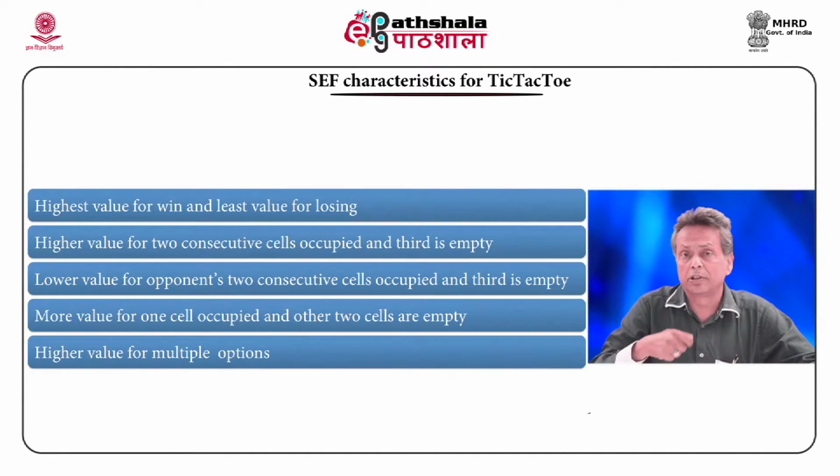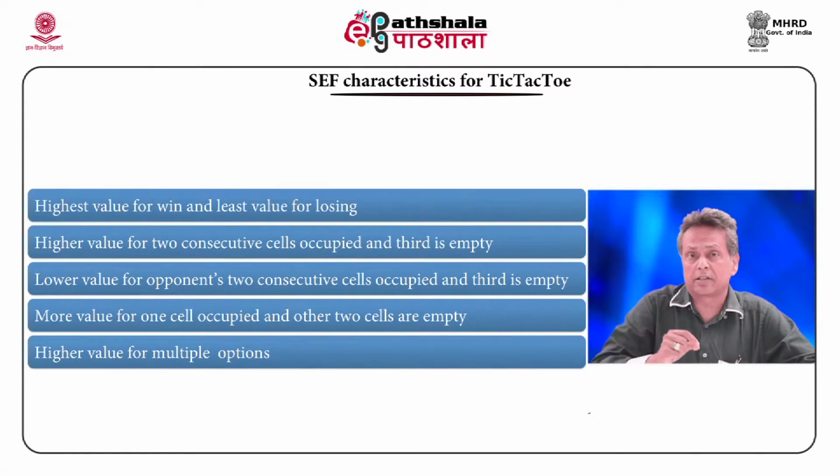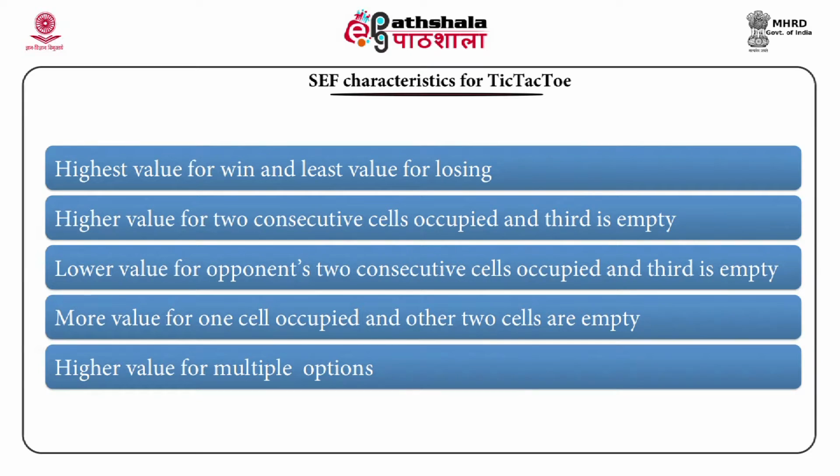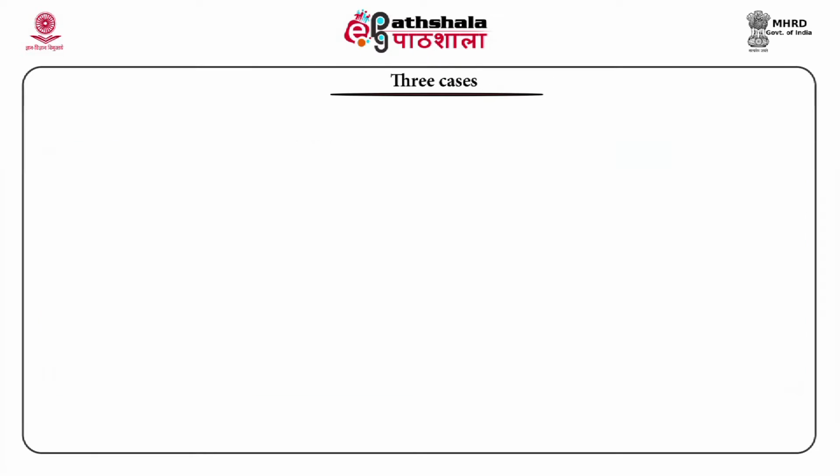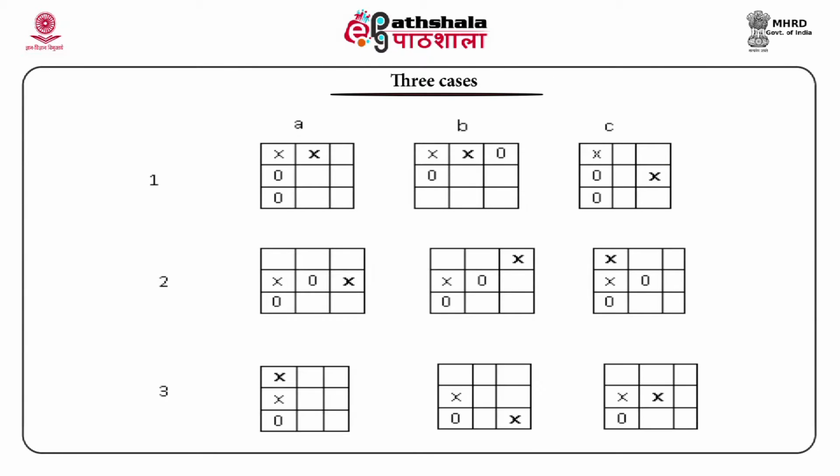And based on these heuristics, the characteristics of this static evaluation function will decide the value of a state. And you can see there are multiple components, and even with such a simple case, there are more than 5-6 components for the heuristic value. 3 cases are shown on the screen. Can you try to understand what they are?